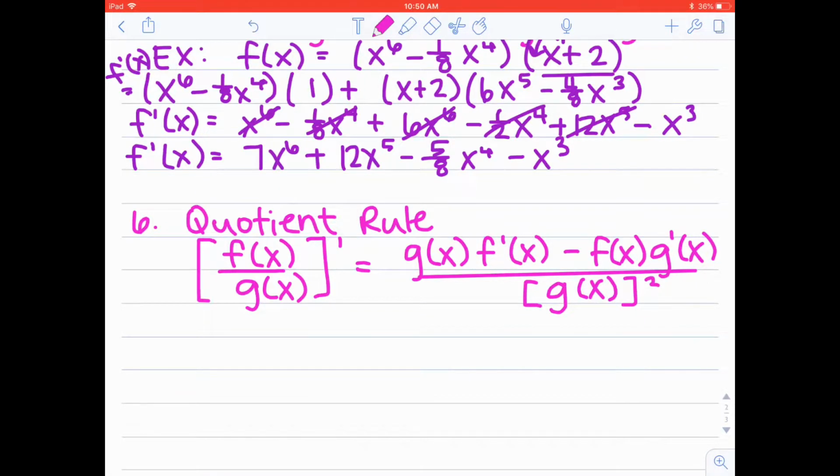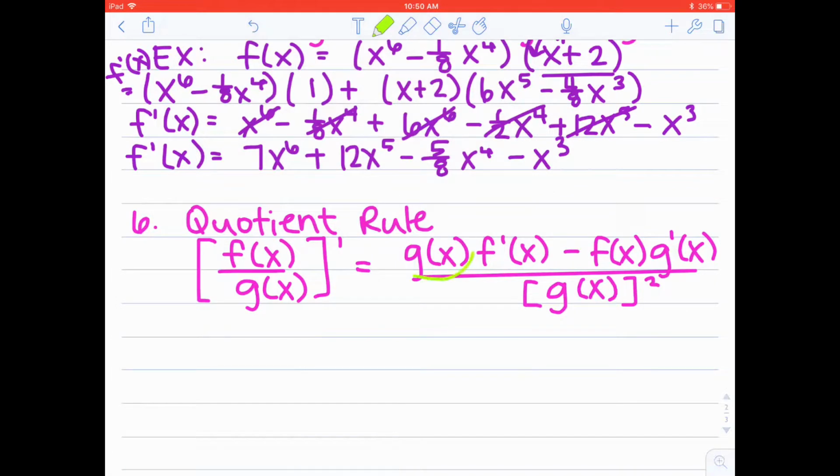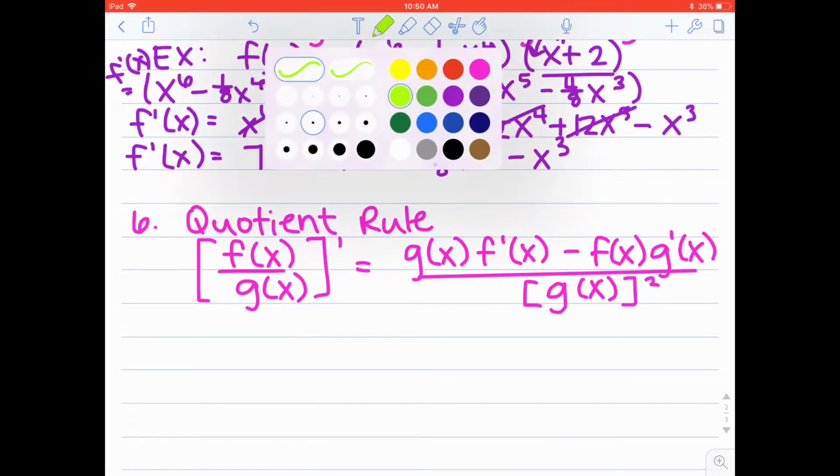So a lot of people, well, I don't know, a lot of people might be an over-exaggeration. I learned it in high school as low d high minus high d low. So let me circle this as I go through it. So this is low times the derivative of high, so low d high minus high, the top, times the derivative of the bottom. Low d high minus high d low. So I'm probably going to say that a lot because that's how I learned it. And then divided by the bottom squared. I don't know how to remember that part.